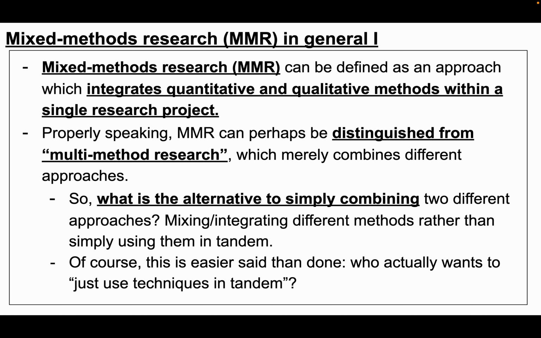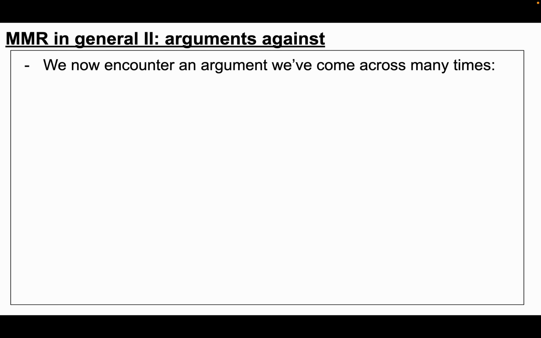Of course, this is easier said than done. No one really sets out to just jam together approaches, right? So it's always harder than it looks, but the goal would be to somehow find a way to give these things a deep linkage. So is it possible that there's any kind of coherent argument against MMR? Like, is there any reason not to do this? And I would say that it turns out there's at least some to consider.